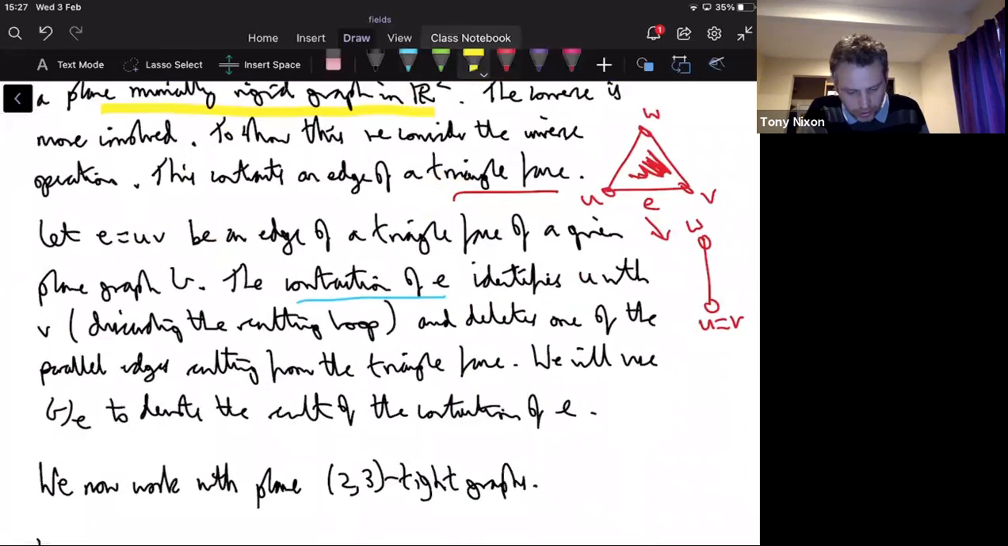Okay, so here I just say what I just tried to do in that picture. We take an edge of a triangle face in some given plane graph. Then we talk about the contraction of this edge E, which identifies U with V and discards the edge between U and V, which you can think of as becoming a loop. And you also had 2 edges, UW and VW, which become 2 edges between the UV vertex and the W vertex. So you discard one of those. And it's a contraction, so I'm going to use G contract E to denote the result of applying a contraction of E to the graph G.